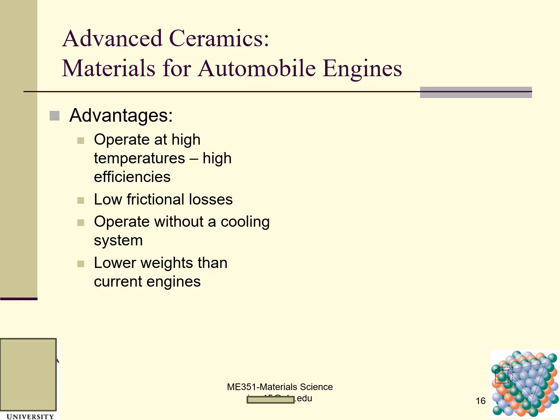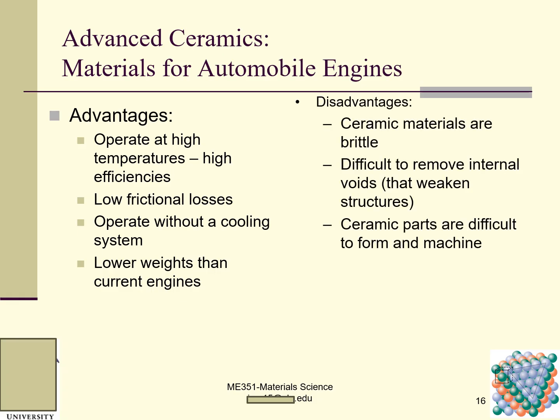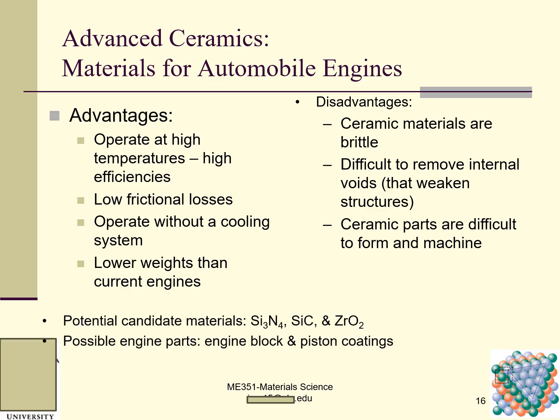and lower weight than the current engines. Ceramics have lower weight than the currently used metal engines. So these are the advantages. Disadvantages: ceramic materials are brittle. Brittle, right? It is very, very much the worse thing sometimes. It is difficult to remove internal voids, and these parts weaken the structure. And ceramic parts are difficult to form and machine because they are themselves very, very hard.